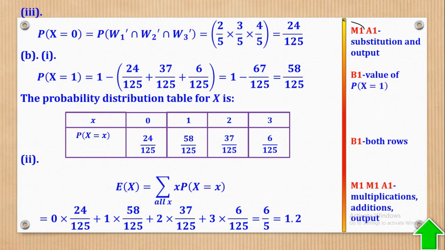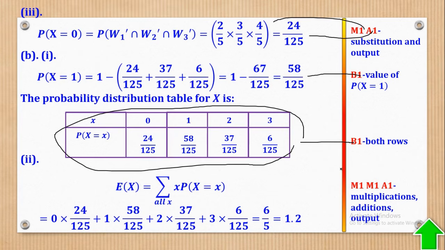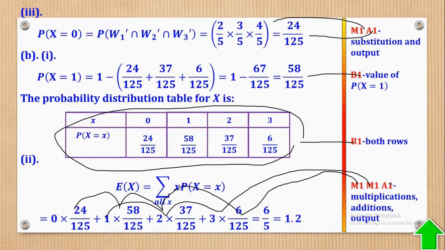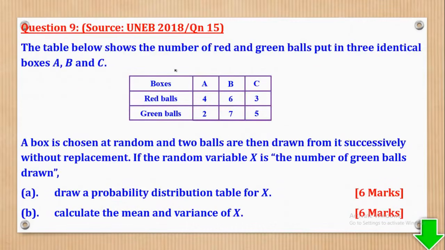So M1 is for this, A1 is for this output, B1 is for this probability, this B1 is for tabulating all those values, then M1 is for multiplying these multiplications, then another M1 is for adding up all the outputs, then A1 is for the final answer. So that was question 8.